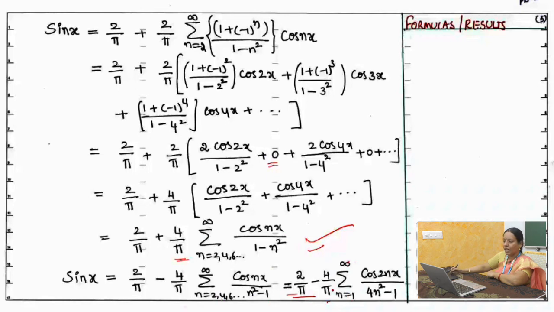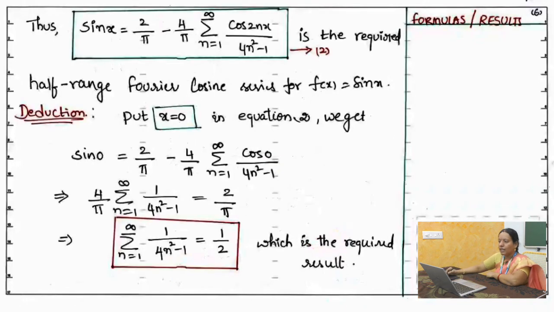I can write this one as cos 2nx by 4n square minus 1. Here all n's are even. Okay, I can write this as sigma n equals 1 to infinity cos 2nx by 4n square minus 1, just replacing n with 2n, so that your values will become n even: 2, 4, 6, that is cos 2nx by 4n square minus 1. Now this will be the required half range Fourier cosine series.